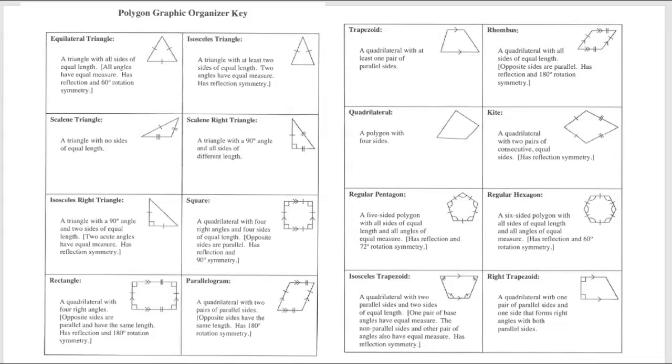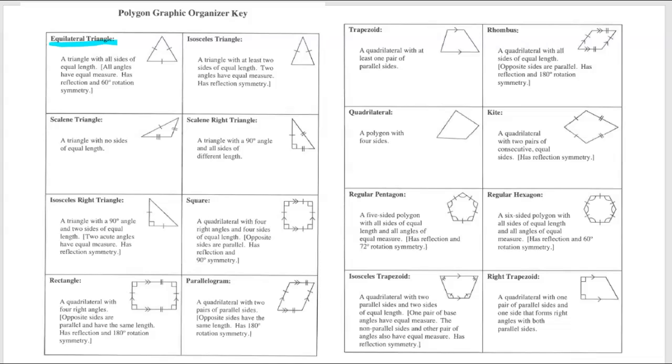Okay, so I want you to notice, for example, the equilateral triangle. So let's start with this one. I'm not going to talk about every single one, but I'll talk about a few. So notice it says a triangle with all sides of equal length. And notice that there are little tick marks on the sides where they have equal length. Those tick marks are really important because in geometry, we rely on those markings to tell us if things are the same or not.